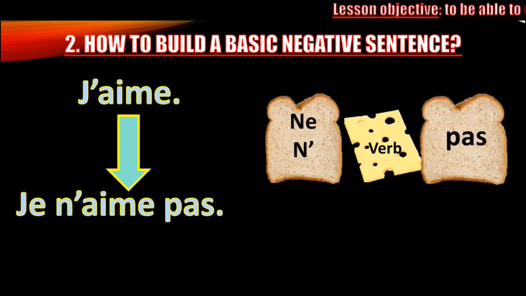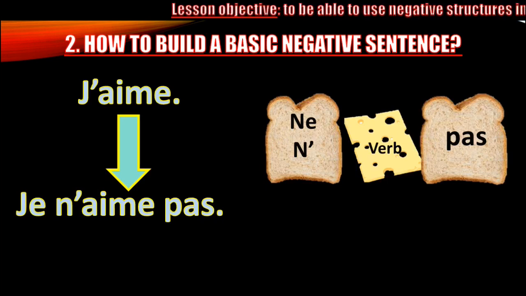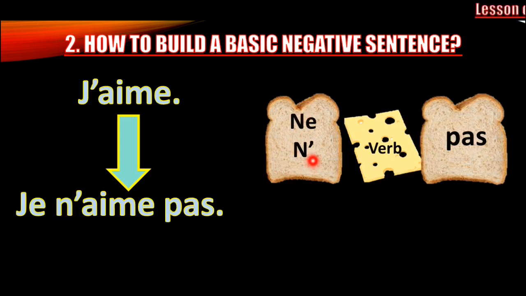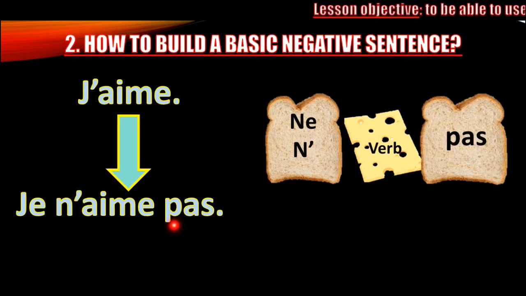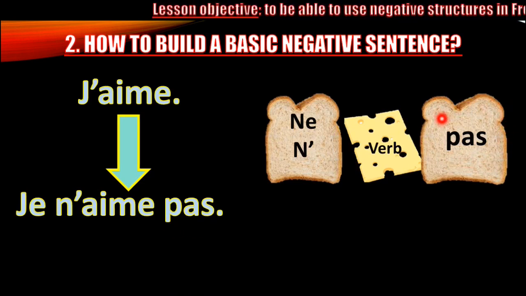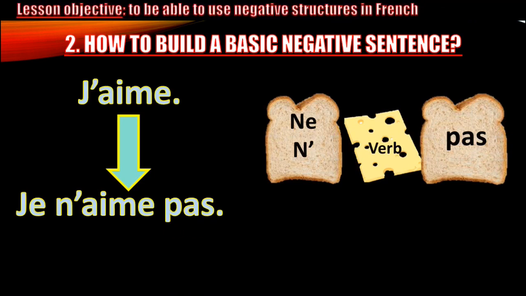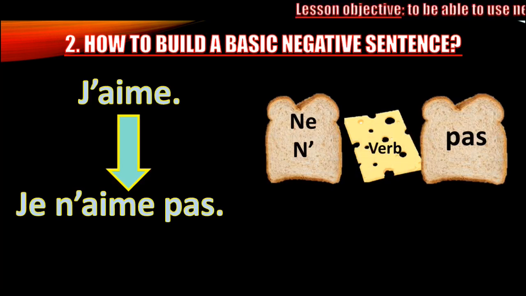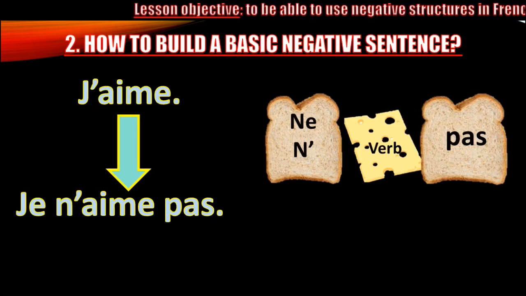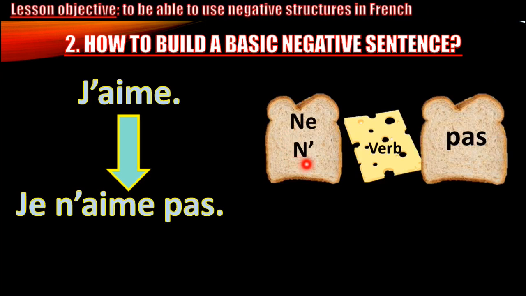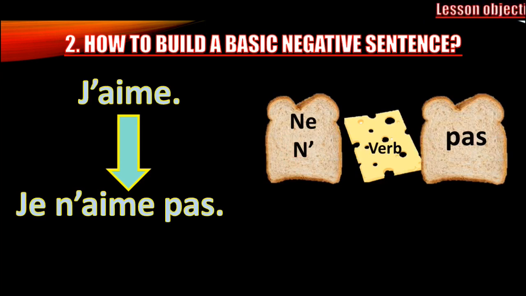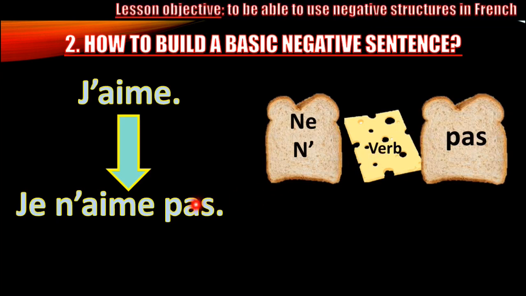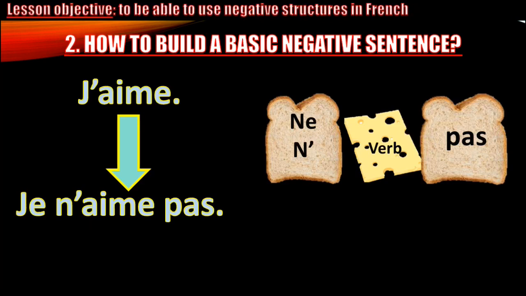So if we think about a sandwich there as a reminder, on one side we've got, like I said, ne, so that's our first slice of bread. At the back we need pas, so that's our last slice of bread. And let's think about a cheese sandwich, for example. In the middle we need our verb, our doing word. Remember the difference between ne and n apostrophe. We need n apostrophe instead of ne when the verb, so for example here aime, starts with a vowel.